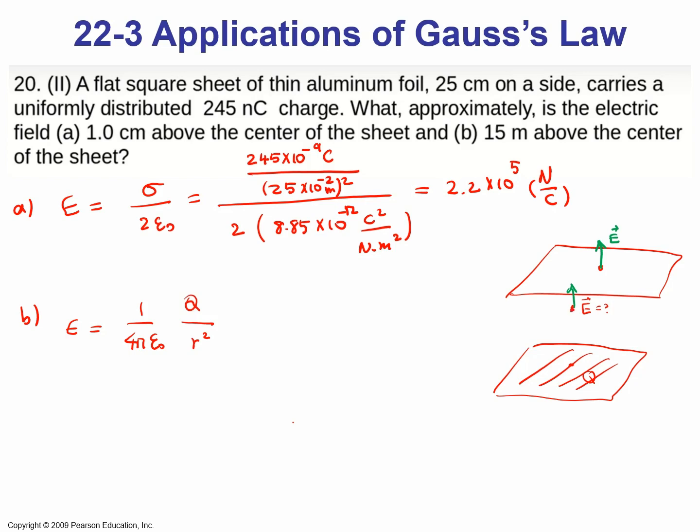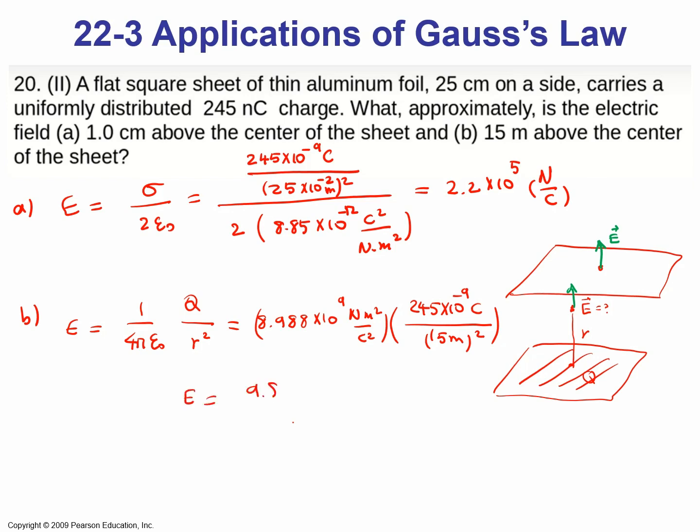And R is the distance from the point we're calculating to the aluminum foil that we're considering. It's large enough, and we can imagine the whole charge of the aluminum foil sheet is concentrated in the center as a point charge. So that is equal to 8.988 times 10 to the power 9 Newton meter squared divided by Coulomb squared, multiplied by the charge of 245 times 10 to the power minus 9 Coulomb divided by 15 meter squared. The electric field in this scenario would be 9.8 Newton per Coulomb away from the sheet.